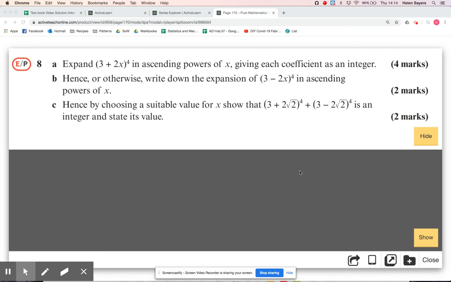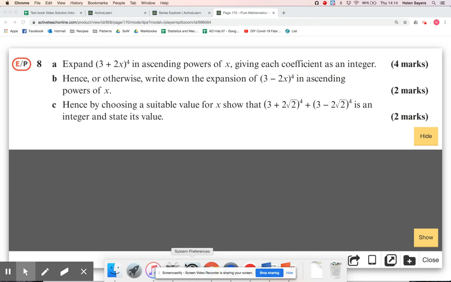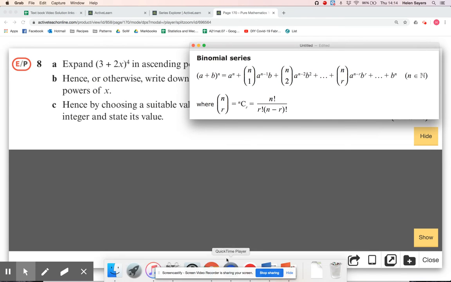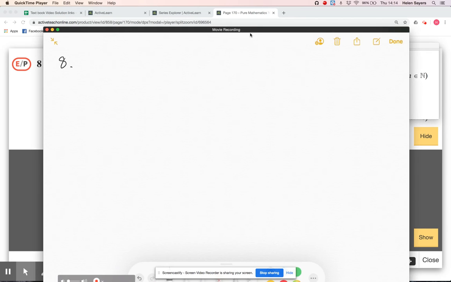Okay, we're looking at the first year core textbook, mixed exercise 8, and we're on question 8. To start with, I'm asked to do a binomial expansion, basically to expand the whole thing. You do get the binomial formula on the formula sheet in the exam. Let's get my screen up.